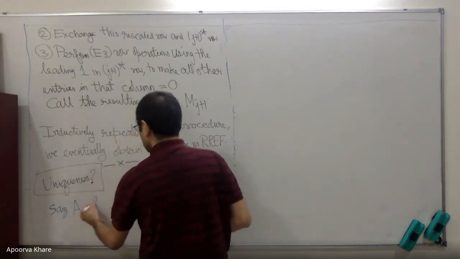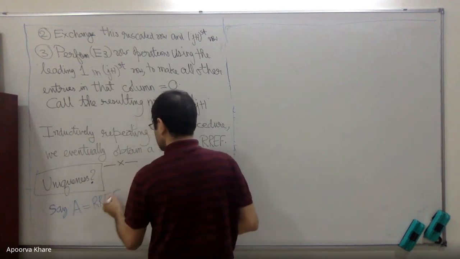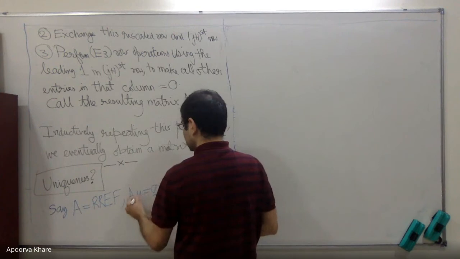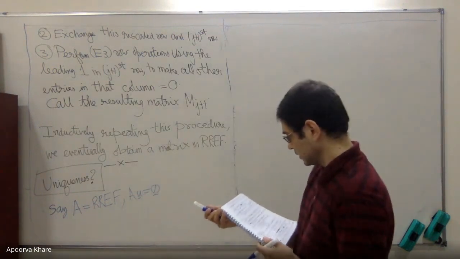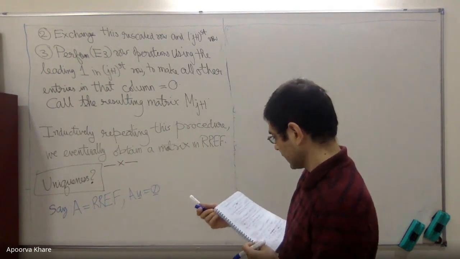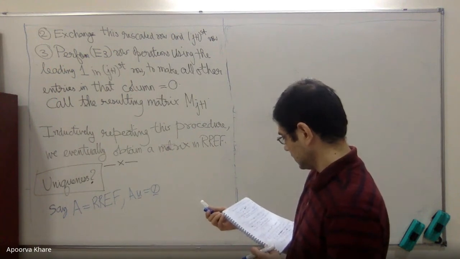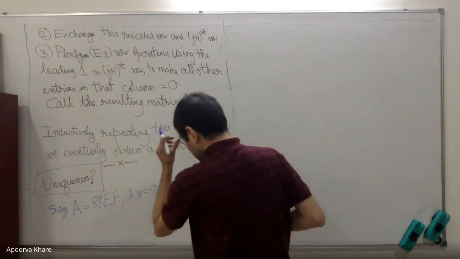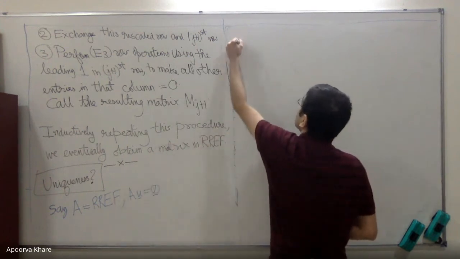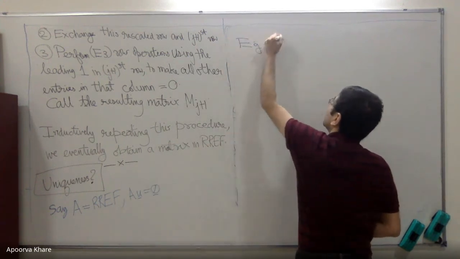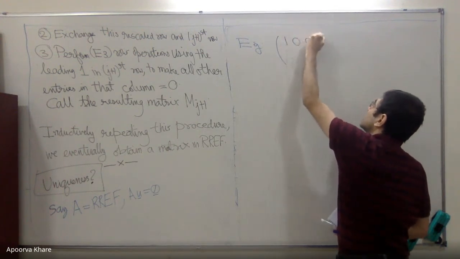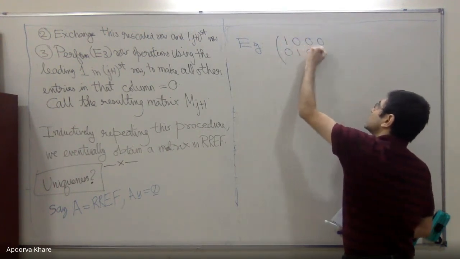A is in row reduced echelon form, and A times U equals 0. Okay, so this is a vector, that's a vector. So let's look at this. So let's suppose, for example, I have a matrix with rows 1 0 0 0 and 0 1 0 0.